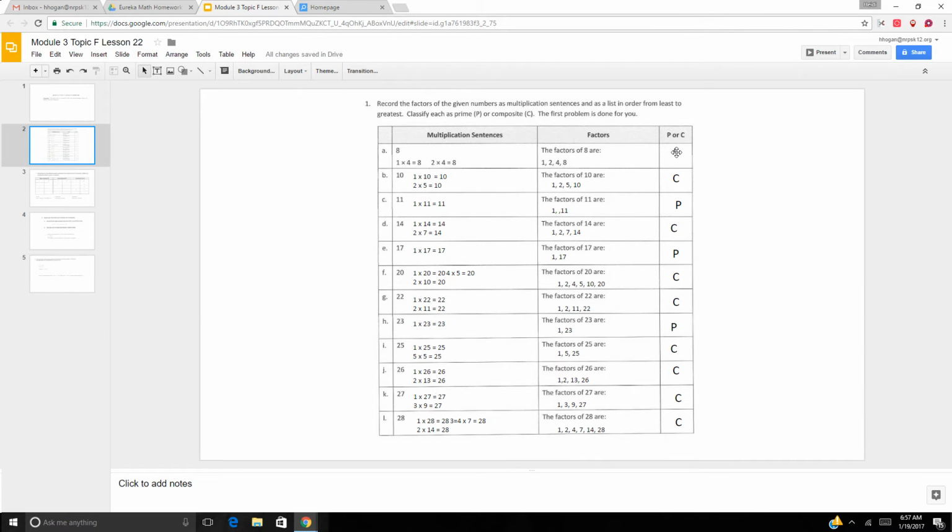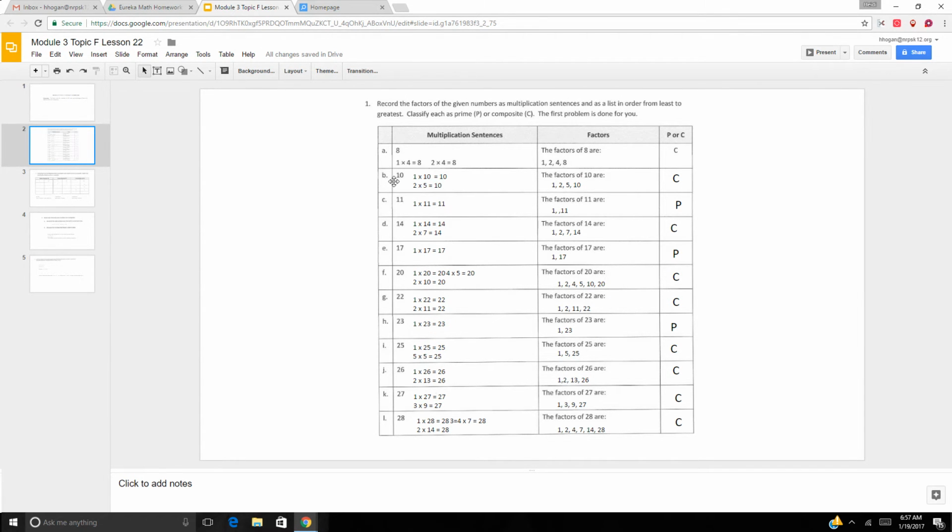A number is prime only if it only has two factors, 1 and itself. When you're finding the multiplication sentences for a number, you should always start with 1, then 2, then 3, then 4, and go in order from least to greatest with your multiplication facts, and that will help you.